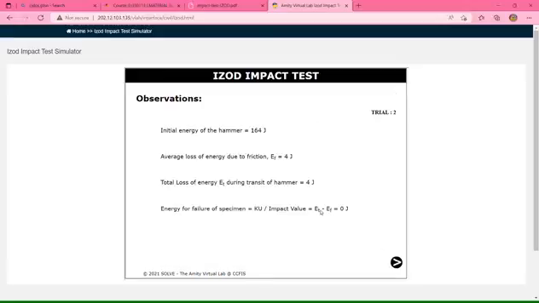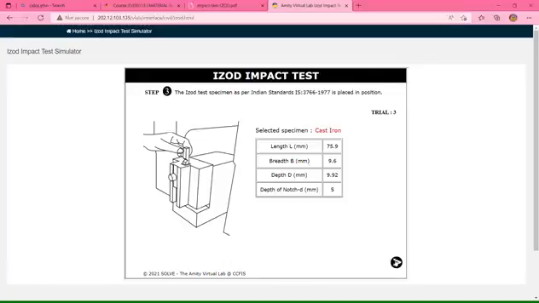And the observation for trial 2 is: the initial energy of the hammer is equal to 164 joules, the average loss of energy due to friction EF is equal to 4 joules, and the total loss of energy ET during transit of hammer is equal to 4 joules. And lastly, the energy for failure of specimen, or impact value Ku, is equal to ET minus EF, equal to 0 joules.